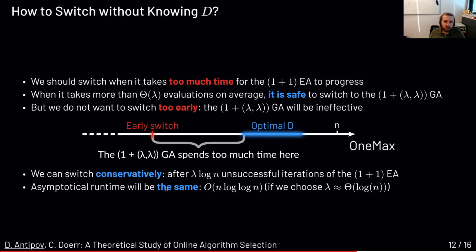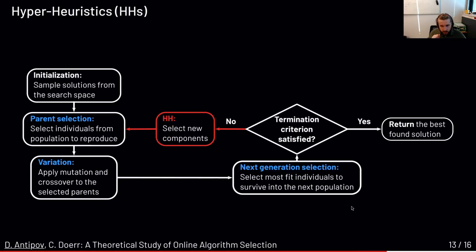And we showed that using this simple switching algorithm, the runtime is the same as when we know the distance d, which is n log n. Of course, it is conditional on choosing the right population size for the 1+(λ,λ) GA, which is approximately logarithmic. So, an important notice is that online algorithm selection is very close to hyperheuristics. And hyperheuristics usually aim to choose lower-level heuristics, and they can be described with a very similar scheme as online algorithm selection.